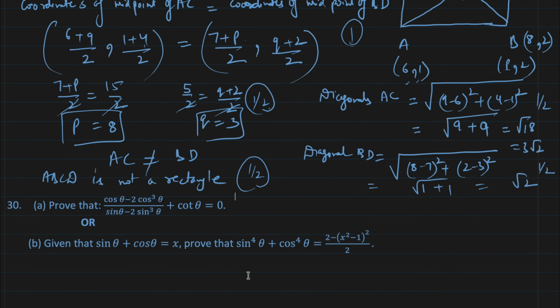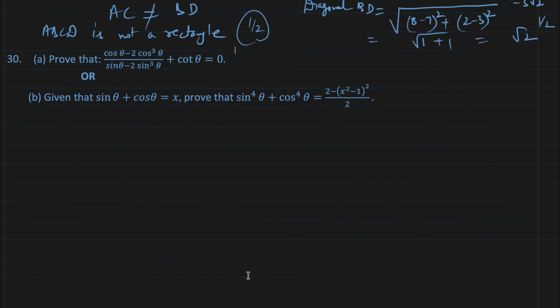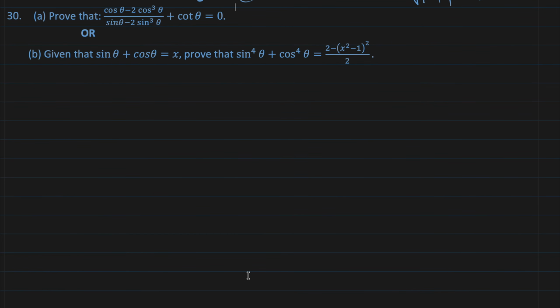Now let's move to question number 30. It has an OR part also, so I'll solve both the parts, right? So prove that cos theta minus 2 cos cube theta by sin theta minus 2 sin cube theta plus cot theta is 0. So let's begin with the LHS part only, right? So I'll write cos theta minus 2 cos cube theta by sin theta minus 2 sin cube theta plus cot theta, right? So what can I do here?